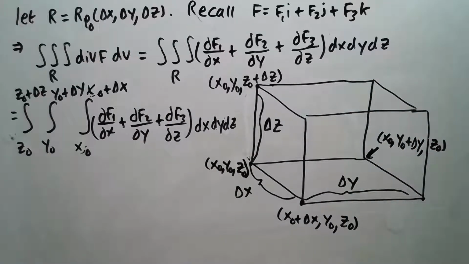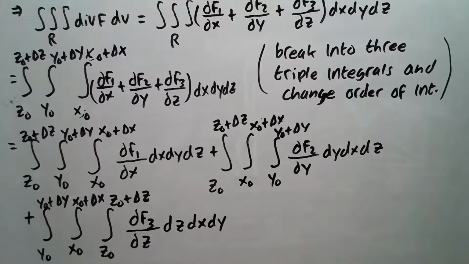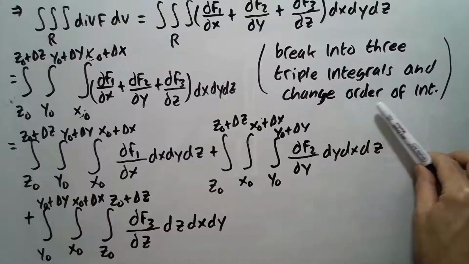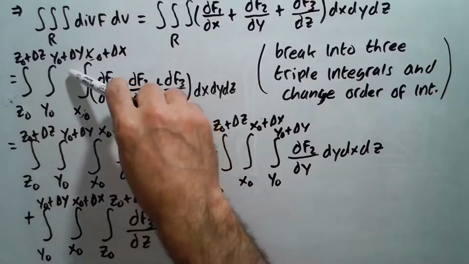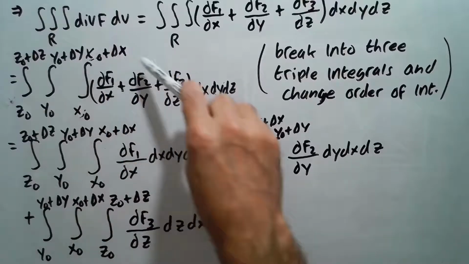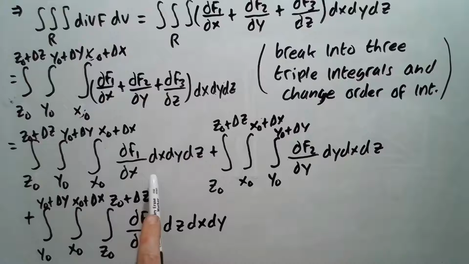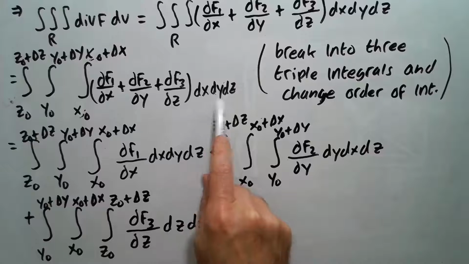Okay, so now I'm going to break this into three separate triple integrals and change the order of integration. I'll explain why in a second here. So I'm going to take my triple integral. Since it's linear, you can multiply it into each of these. So multiplying into the first one, that's how I got this one. I didn't change any order of integration here. Still the same dx, dy, dz.